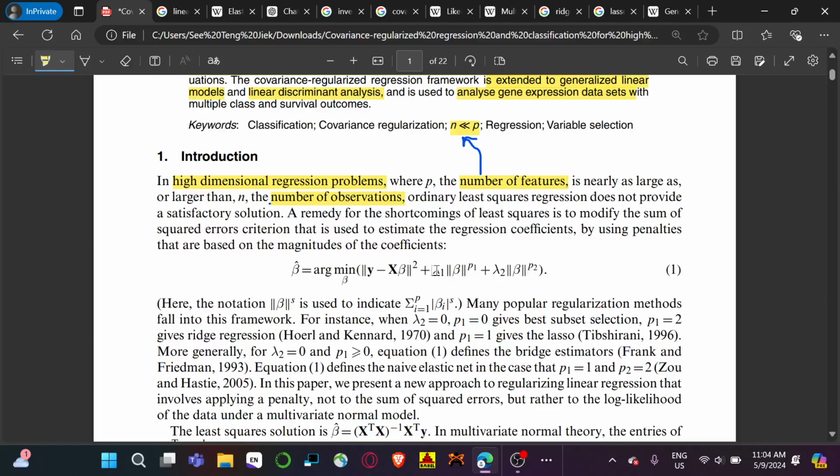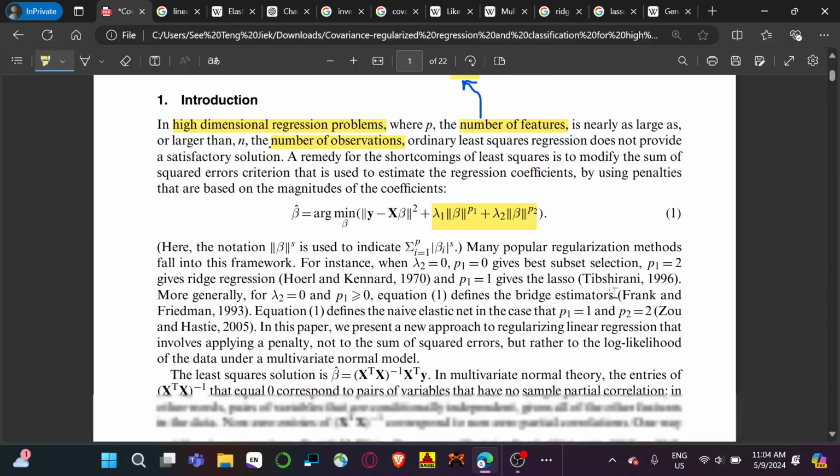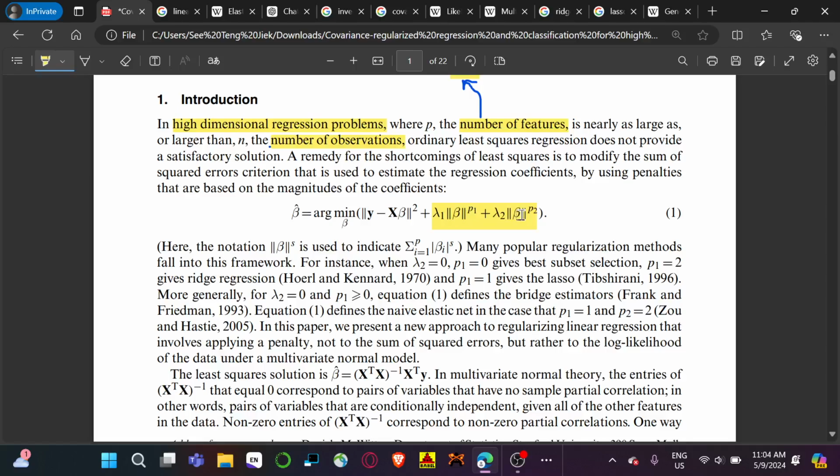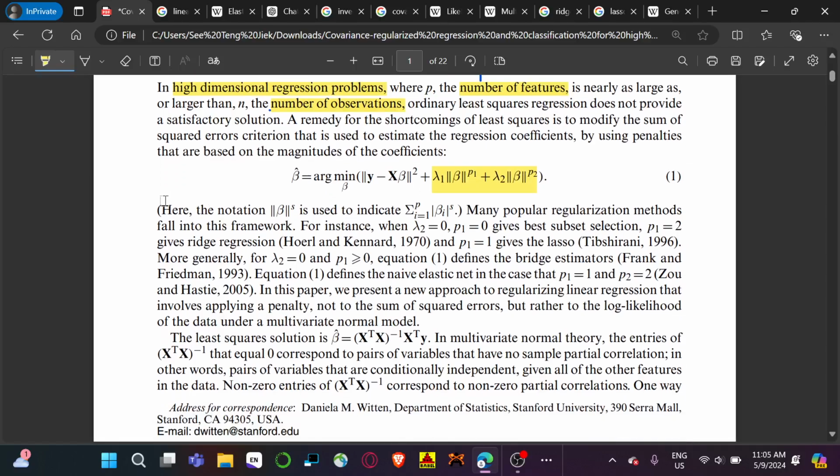So this is kind of like elastic net in some sense, but not quite, as you can see. Here the notation, magnitude of beta to the power of s, is used to indicate this right here. Okay, cool.